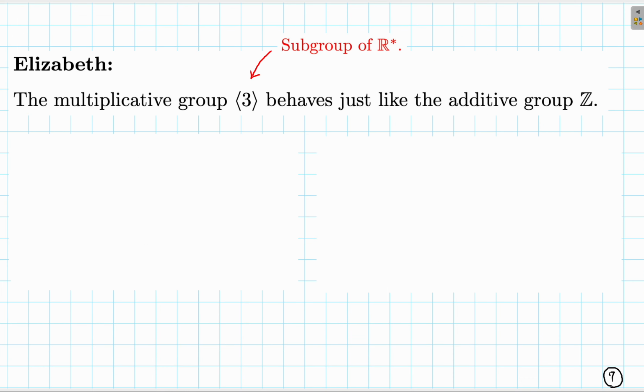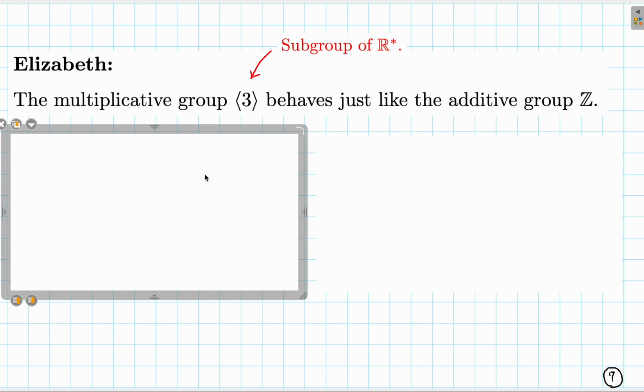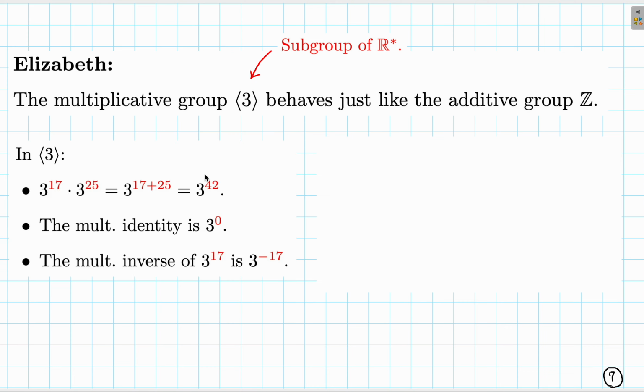Let's talk about problem 7, where Elizabeth said the multiplicative group ⟨3⟩ behaves just like the additive group Z. What does she mean by that? For now, we'll look at some examples, and we'll formalize this idea when we study isomorphisms a few lessons down the line. But I think the examples we'll look at will be instructive.